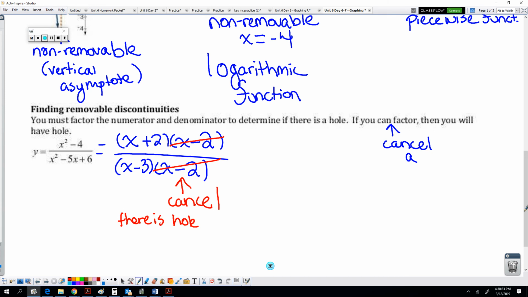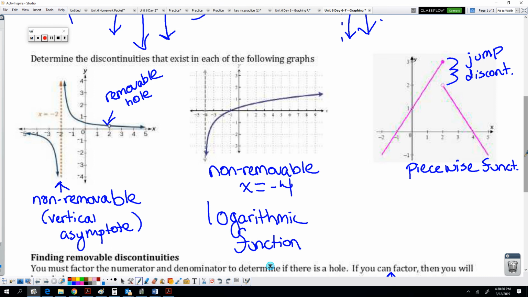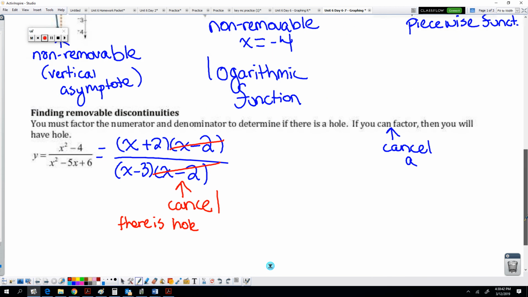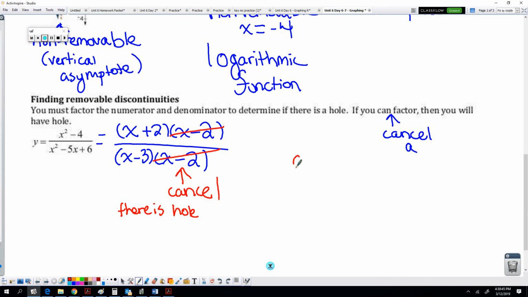Now, if you take a look at the examples above, you can actually figure out what the coordinate point of your hole is. It has an x and a y. Now, here is how you're going to find the coordinate point for the hole.